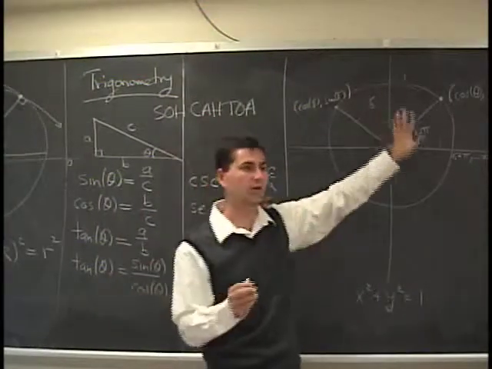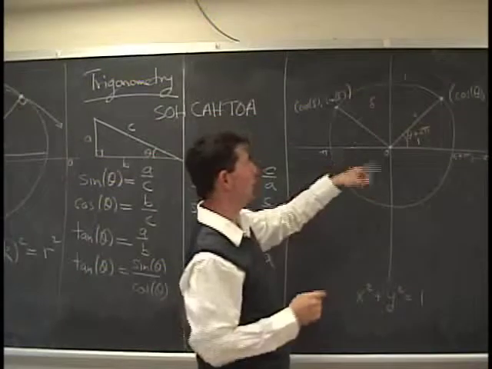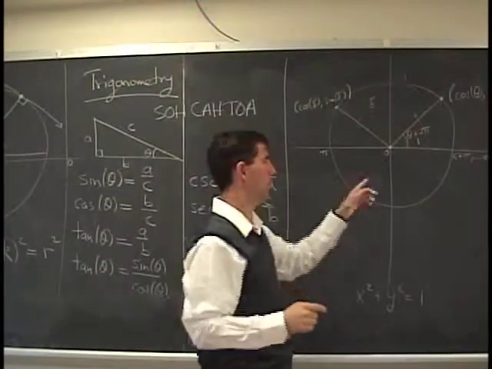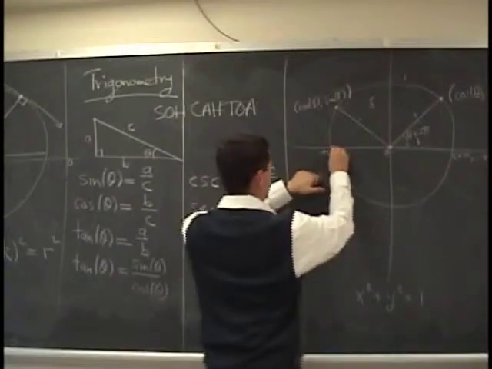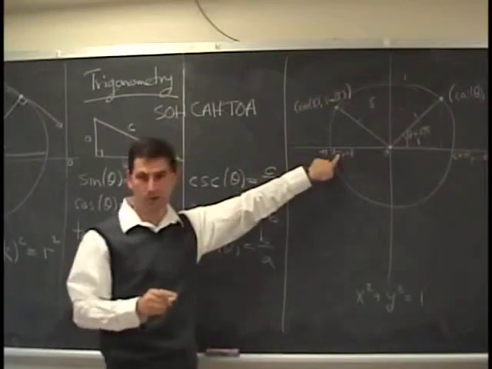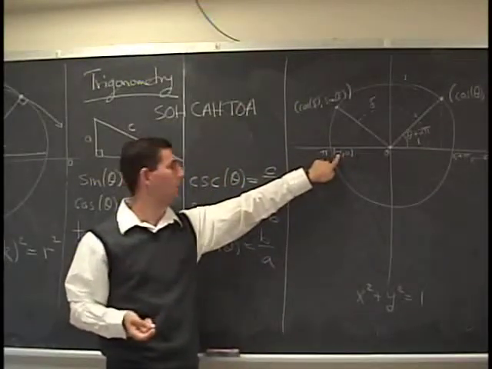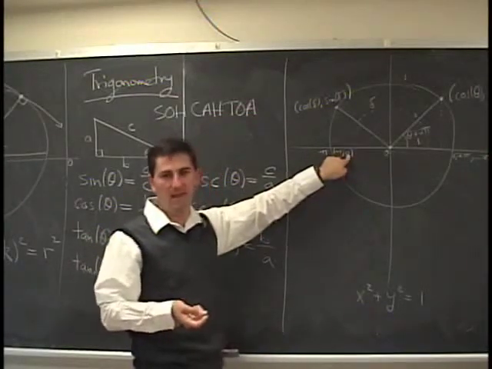You just draw this picture and say, okay, for instance, if I'm at pi radians, what's the cosine? Well, I just look at the x-coordinate of this point. This point is minus 1, 0. The x-coordinate is minus 1. So the cosine of pi is minus 1, and the sine of pi is 0. Okay, easy enough.